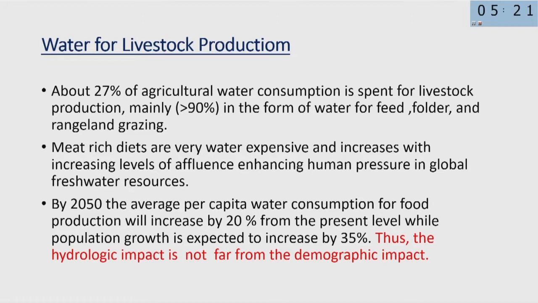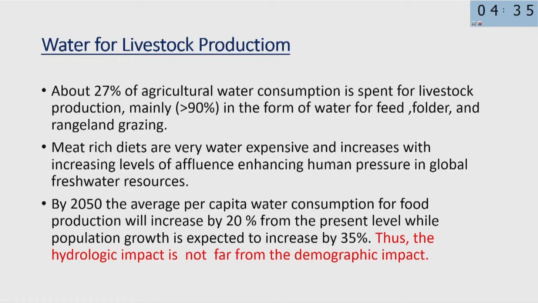There has been a strong change in the diets of sizable amounts of the population of the world. And meat-rich diets are very water expensive, as we saw in the graph before. By 2050, some authors conclude that the average per capita water consumption for food production will increase by 20% from the present level, mainly because of change of diet, while population growth is expected to increase by 35%. The hydrologic impact is not that far from the demographic impact.